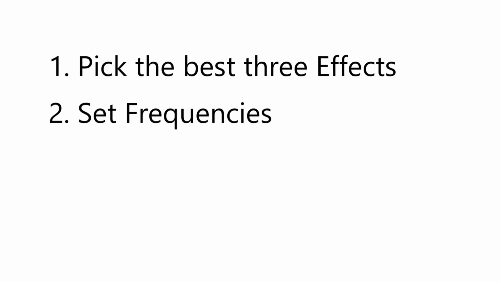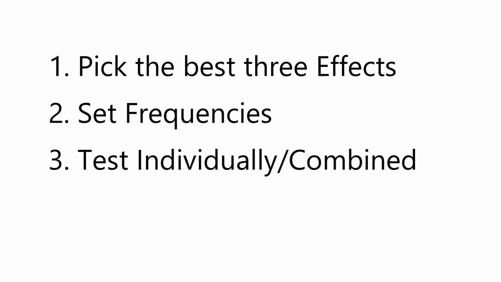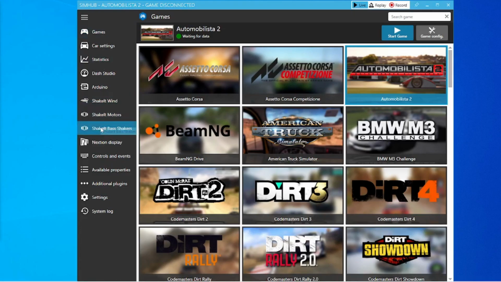So how do you put all that together to create a great tune? First, pick what you think are the three most important effects. Include both car and track effects. Second, set each effect with a unique frequency range. And third, test individually and then test combined. That last part is important, as effects will feel different when used on their own or when combined with others. Using that criteria, let's create a tune.